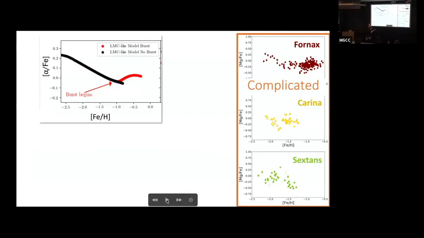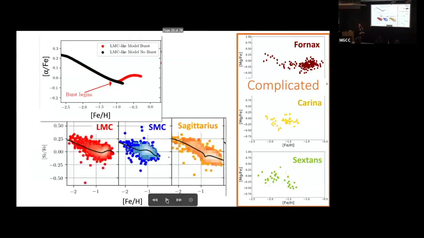But of course, the interesting thing is, if you look in the lore, these are all alpha high. But if you actually look at the detailed APOGEE results, they're alpha low, just like you see in the LMC. So here's the LMC, SMC, and Sagittarius in comparison. And again, you see the same behavior. It's just the timing of these bursts that changes.